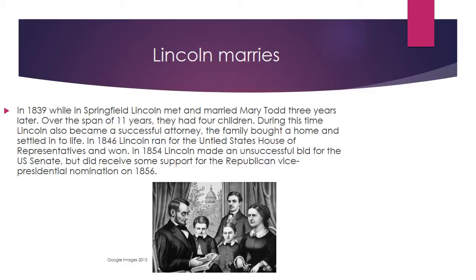In 1839, while living in Springfield, Lincoln met Mary Todd. He married her 3 years later, and over 11 years they had 4 children. Robert was born in 1843. Eddie was born in 1846. William was born in 1850. And Thomas, who is known as Tad, was born in 1853.